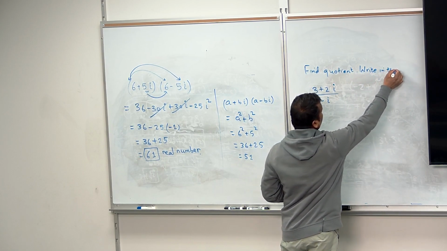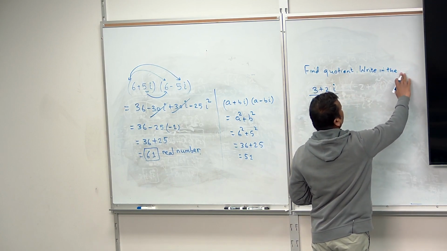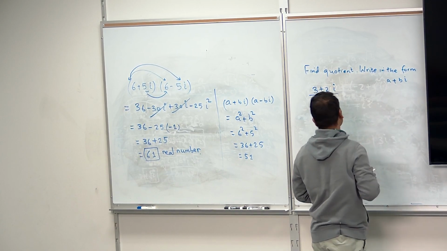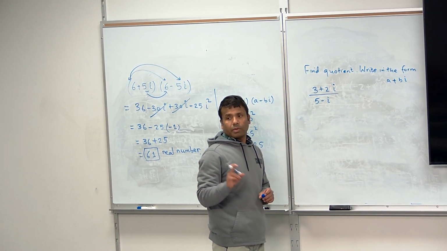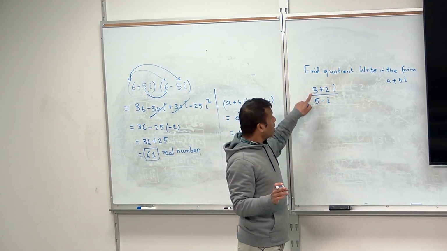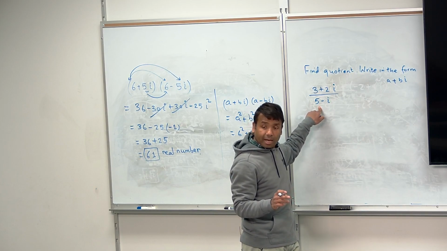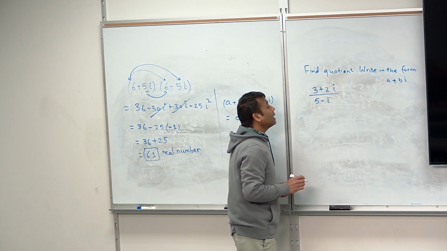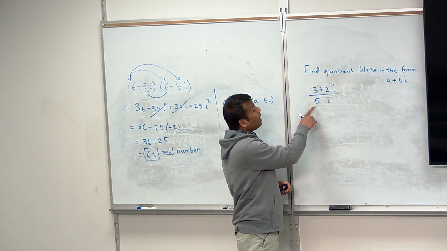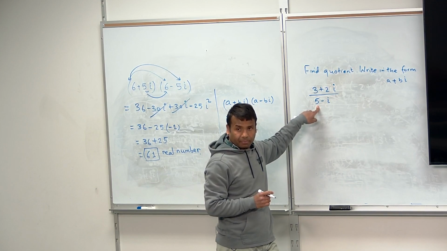In the form a plus bi. Standard form means a plus bi. Are you with me? You are going to divide 3 plus 2i by 5 minus i, and write the answer in standard form. So the idea here, guys, is that you have to multiply. Look at the denominator: we have the complex number 5 minus i.